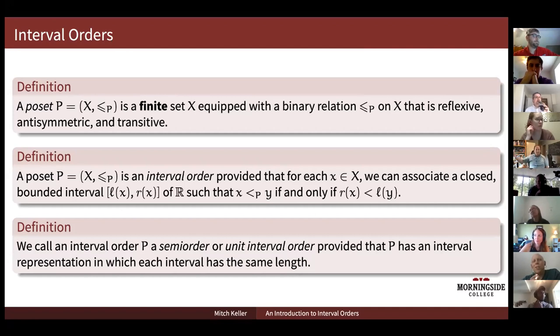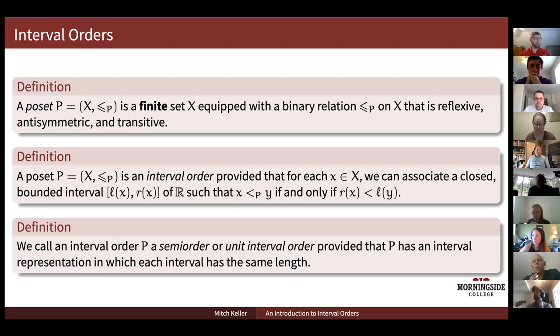Certainly, if you have a collection of intervals, which you could take to be a multiset and have repeated, you can get the partial order back from that. Right? So if I gave you the intervals, you could ask, is one left of the other? Yes, then it is less than the other. If they overlap, then they're incomparable to one another.